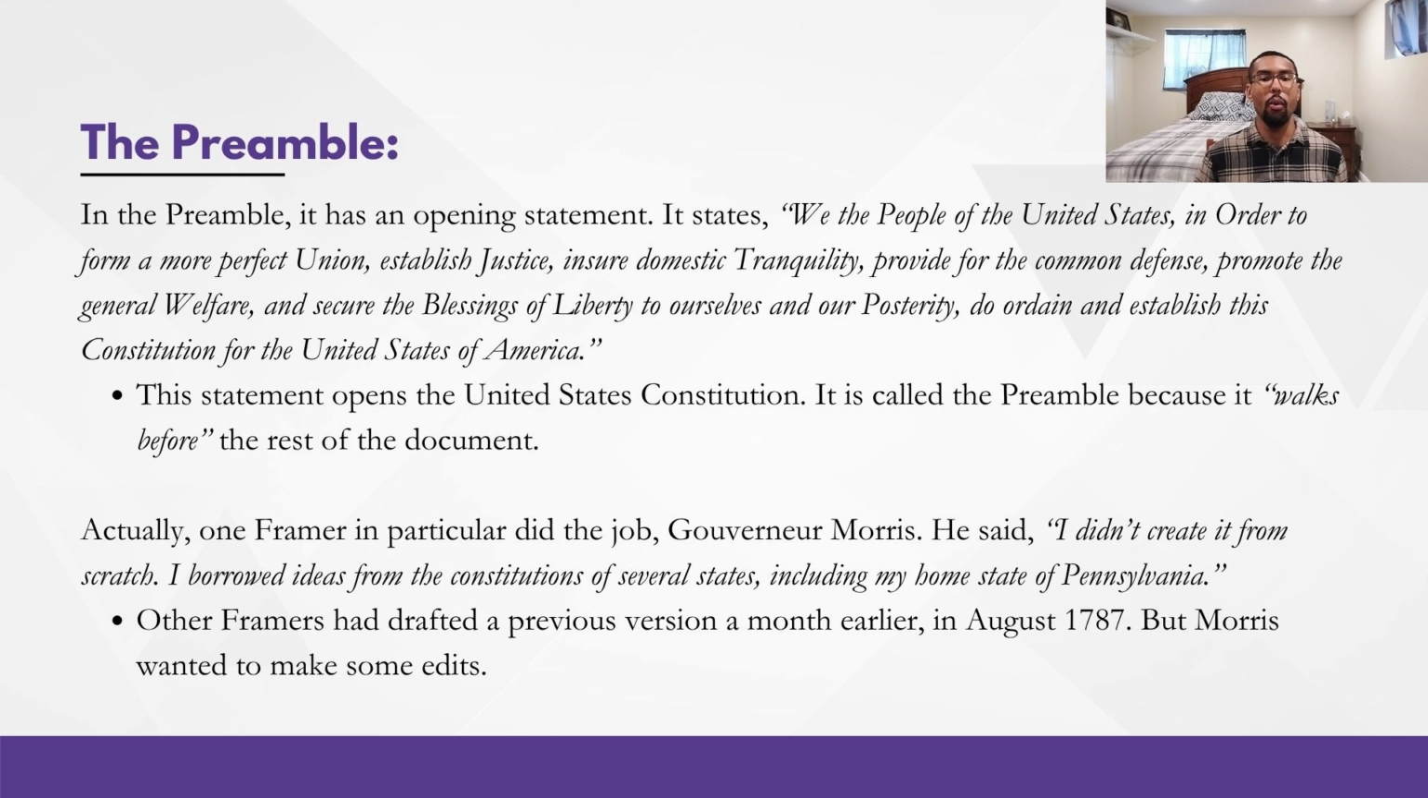It states, quote, "We, the people of the United States, in order to form a more perfect union, establish justice, ensure domestic tranquility, provide for the common defense, promote the general welfare, and secure the blessings of liberty to ourselves and our posterity, do ordain and establish this Constitution of the United States of America," unquote. This statement opens the United States Constitution. It is called the preamble because it walks before the rest of the document.